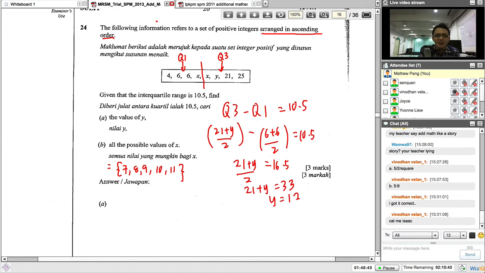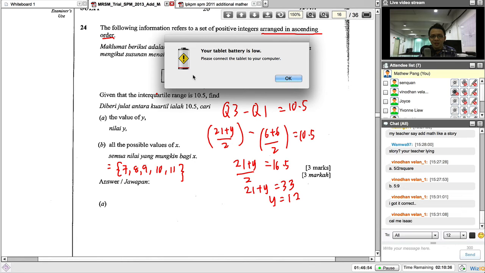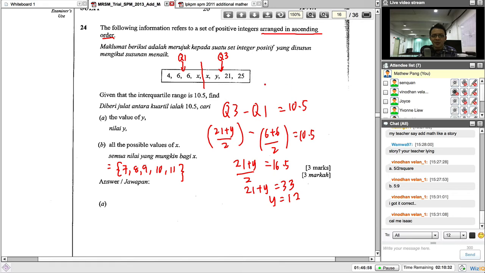The following information refers to a set of positive integers arranged in ascending order. Given that the interquartile range is 10.5, find all the possible values. Yeah, interquartile range, Q1, Q3.